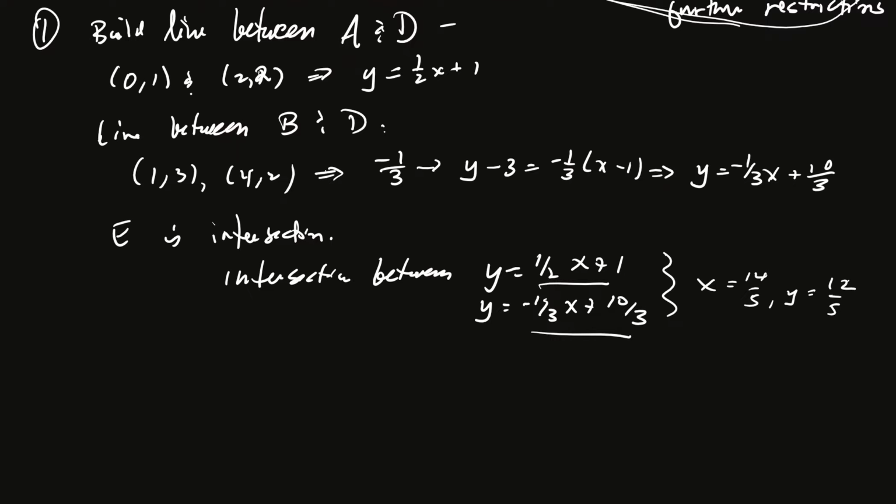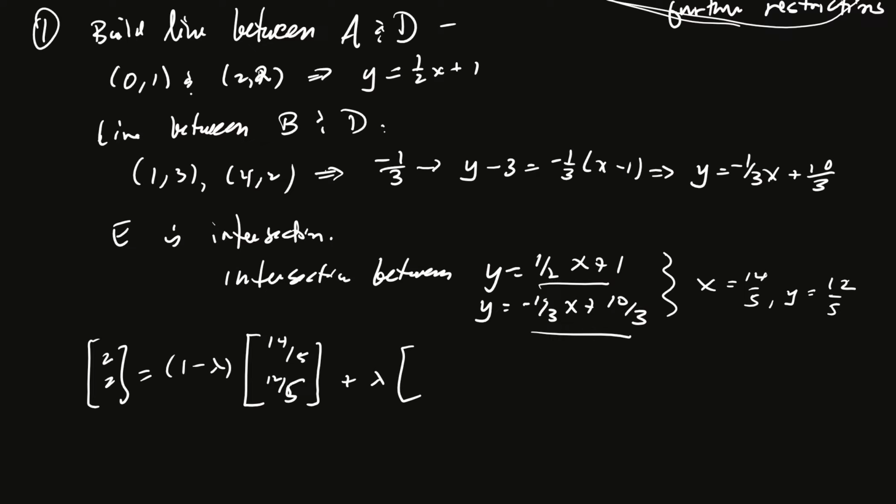So therefore, we want to write 2 as 1 minus lambda times 14/5, 12/5, I guess I could have factored out the fifth, oh well, plus lambda times 0, 1. And again, it doesn't matter which direction you go here. This could be lambda, and this could be 1 minus lambda if you want. Either way is fine. I'll just go ahead and work with this.